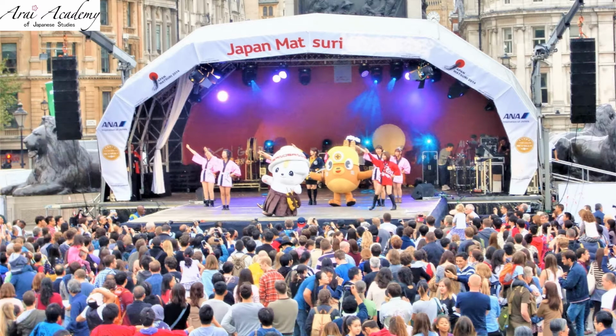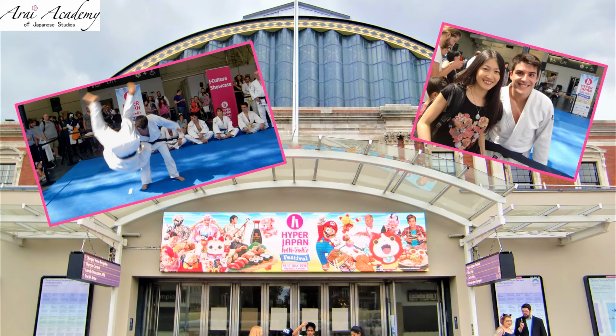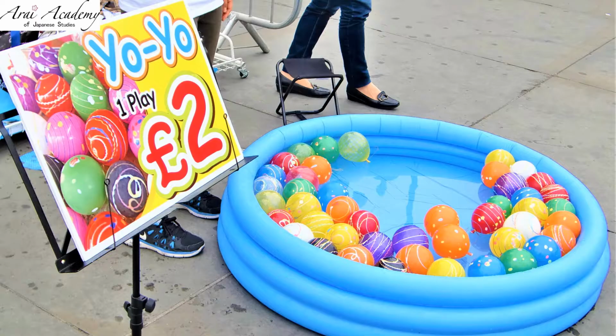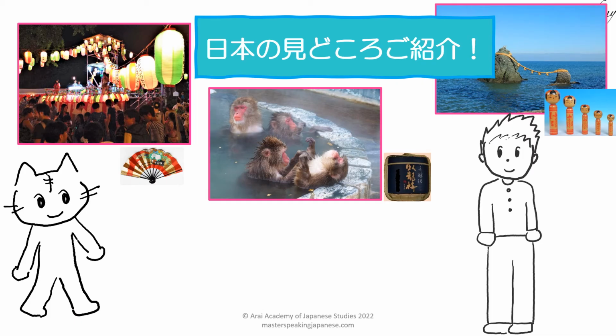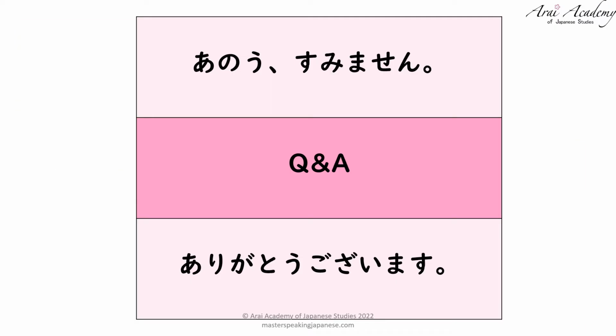Let's go to a Japanese event. The most popular Japanese events in London are Japan Matsuri and Hyper Japan. This is my student who performed judo here. Many shops sell Japanese products, like this. Now you found photo exhibitions. 写真 is photo. Today I'll focus on the main part of the conversation and then skip the beginning and ending.